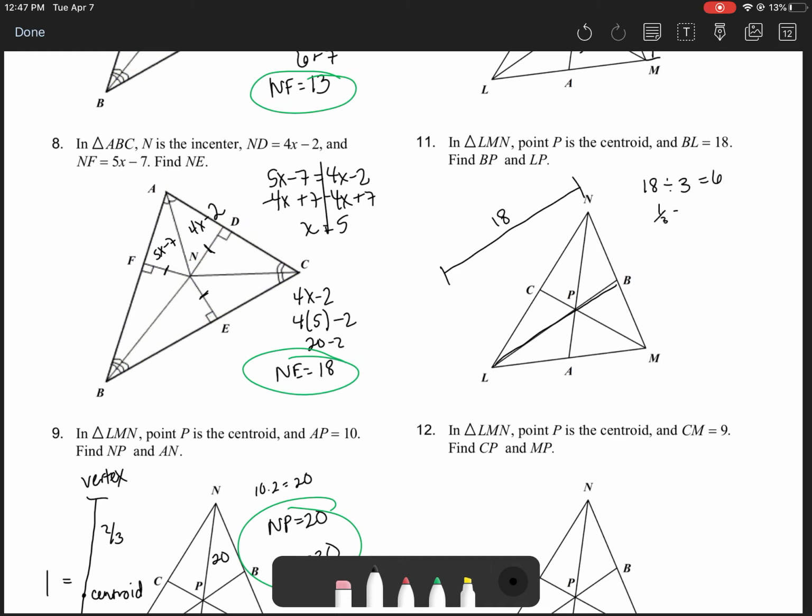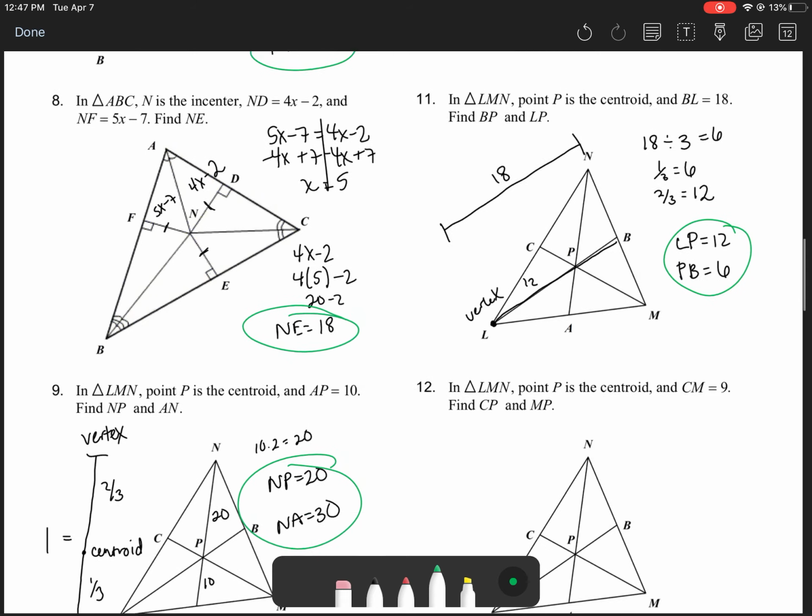That tells me my 1/3 length is going to be 6. My 2/3 length is going to be 2 of those 1/3, so 12. So I know that the centroid is always 2/3 from the vertex, and my vertex is L. So that tells me LP is going to be 12, and P to B is going to be 6. Those add together to get 18.